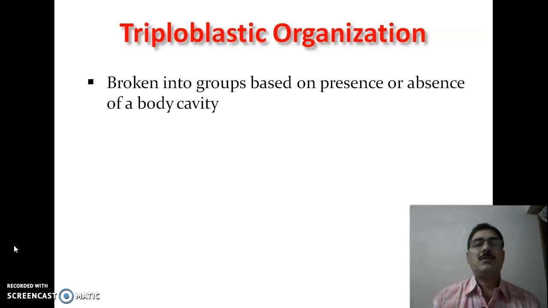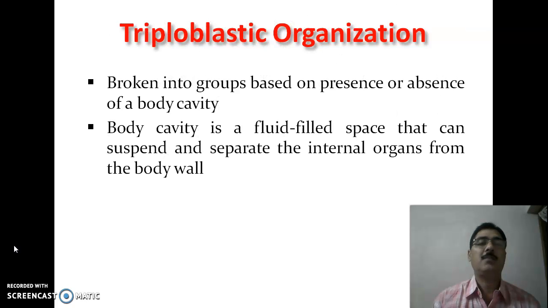Now about the body cavity or the coelom. We have divided into groups on the basis of presence or absence of the body cavity, that is the presence or absence of the coelom. Body cavity is a fluid filled space that can suspend and separate the internal organs from the body wall.